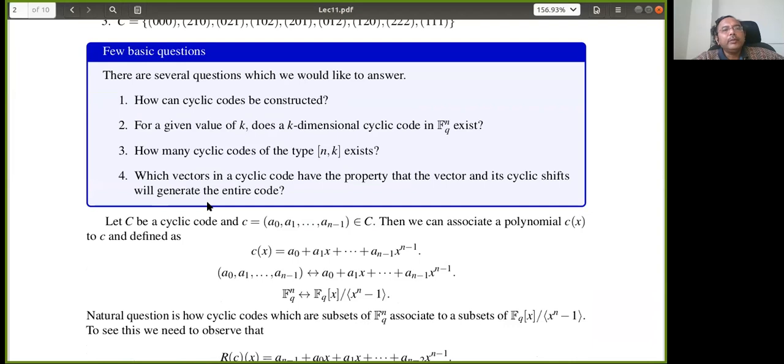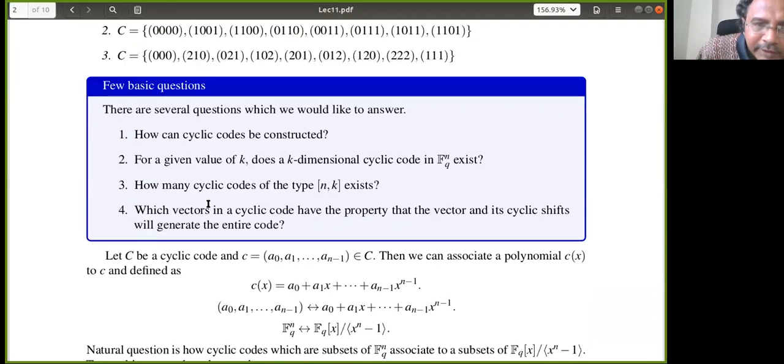Okay. So now naturally some questions come to you, right? I put those questions here, a few basic questions. How can cyclic codes be constructed? Natural question, right? For a given k, does a k-dimensional cyclic code in F_q^n exist? How many cyclic codes will be there of size n, k? Which vectors of a cyclic code have the property that the vector and its cyclic shifts will generate the entire code? The fourth may not be trivial to you, but these are some of the questions, right?